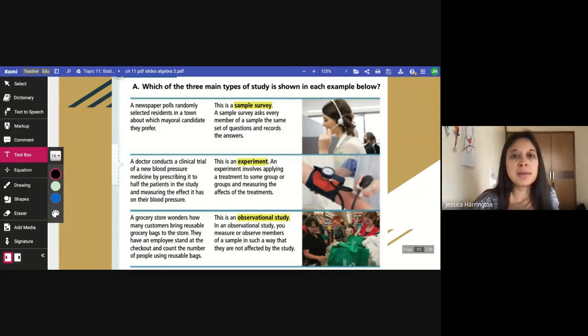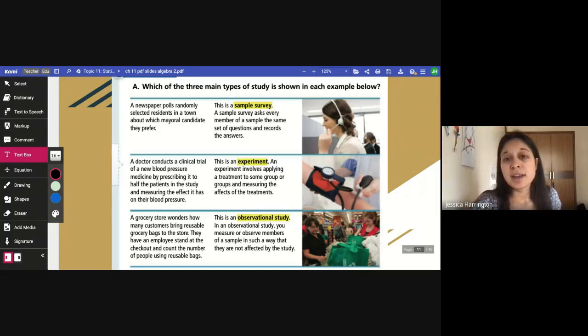So a sample survey, when you hear the word survey, it makes you think about, right, I'm getting a paper with all these questions on it. That's exactly what a sample survey is. You are going to ask every member of a sample the same set of questions, and you're going to record their answers. So the example they give us is a newspaper poll randomly selects residents in a town about which mayoral candidate they prefer. So they're going to send this survey to a random sample and ask them to tell them which person do you think should be mayor next. Okay, everyone gets the same questionnaire.